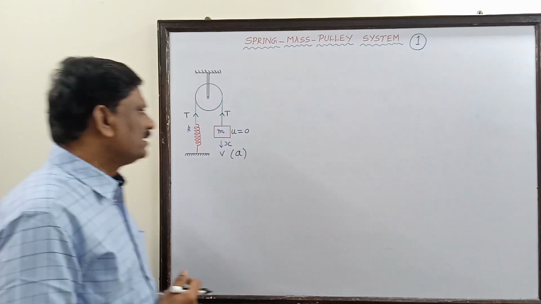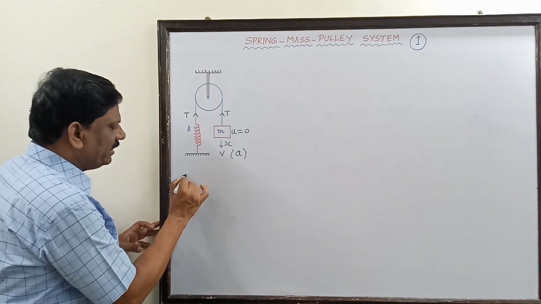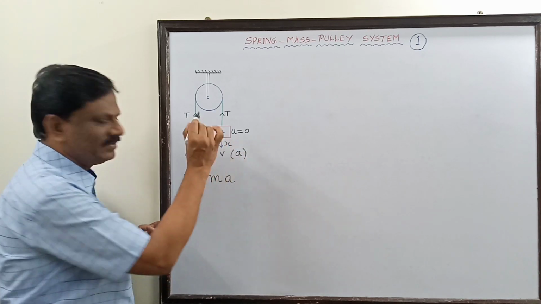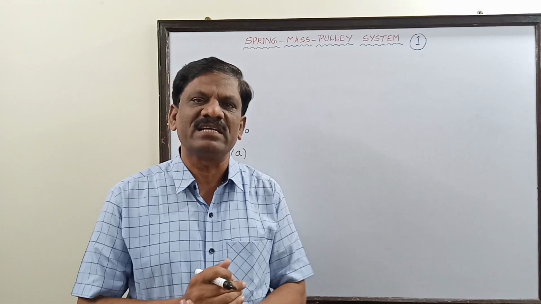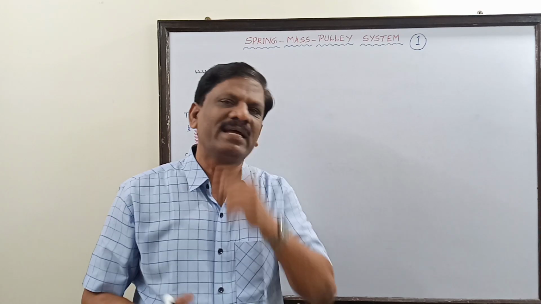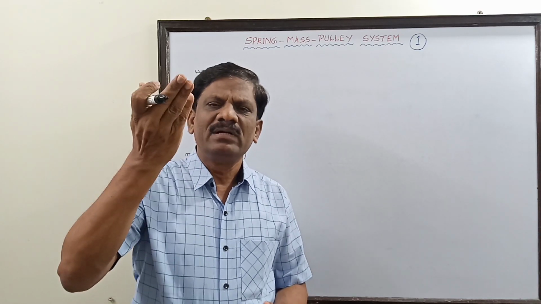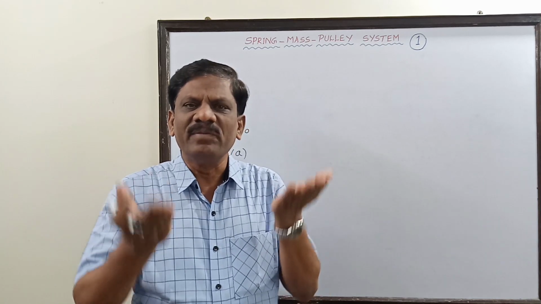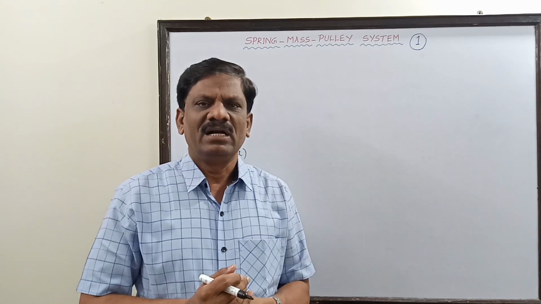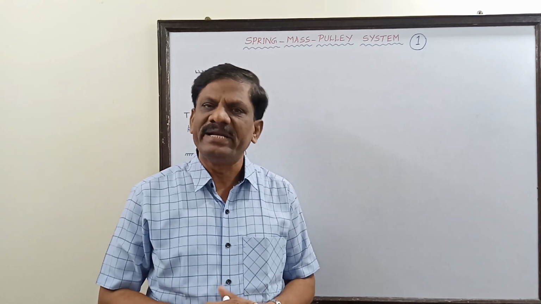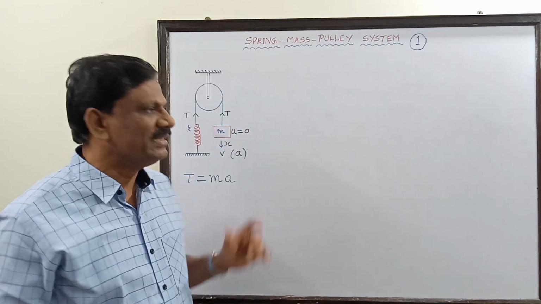So the tension in the string T must be equal to the mass of the block into its acceleration. This is the first equation of understanding. After pulling the mass, if I leave it, what is going to happen? Again it will go up and the spring will be compressed, then extended. Alternately it will be oscillating simple harmonically, and there is a certain period of oscillation for this spring mass system. So we want to derive an expression for the period of oscillation of the spring mass system in this case.